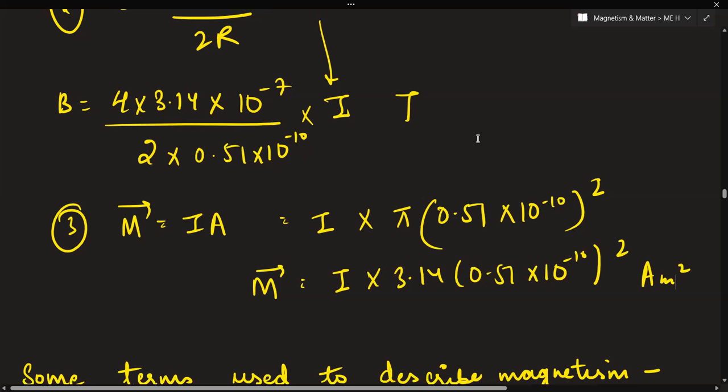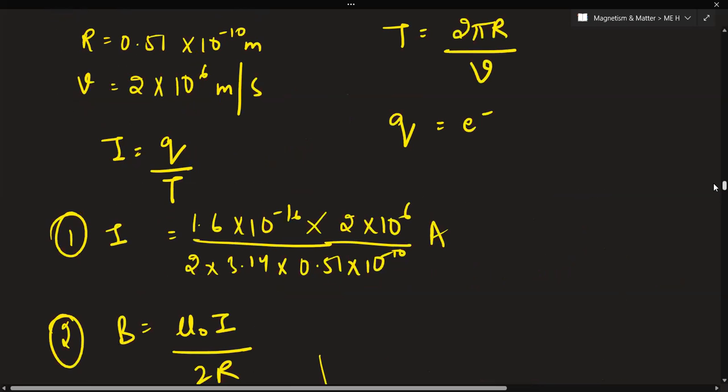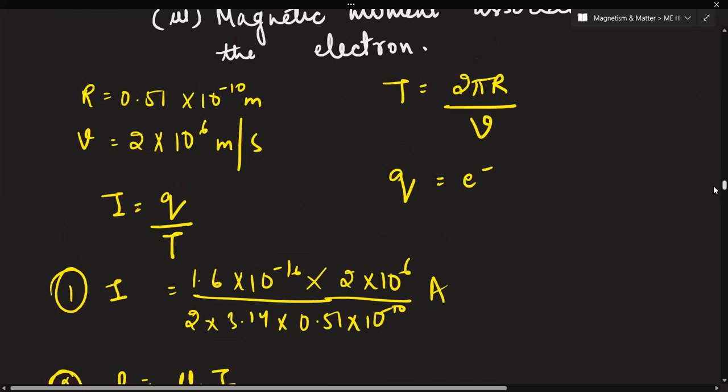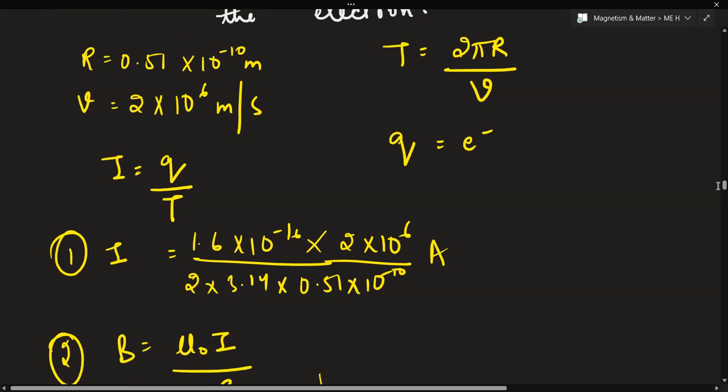I do not remember the exact answer. So that's why I've just kept I only. So I think most probably it should be around 0.99 into 10 to the power 5. Z is getting. Please cross check somebody.